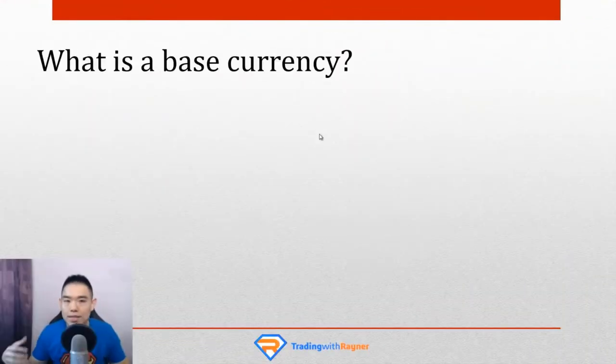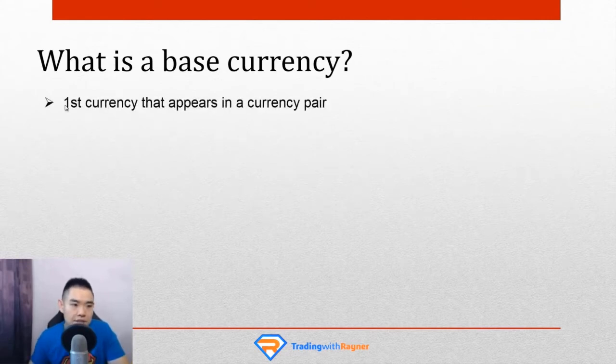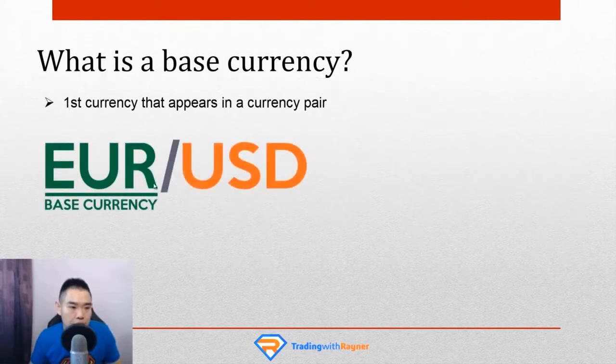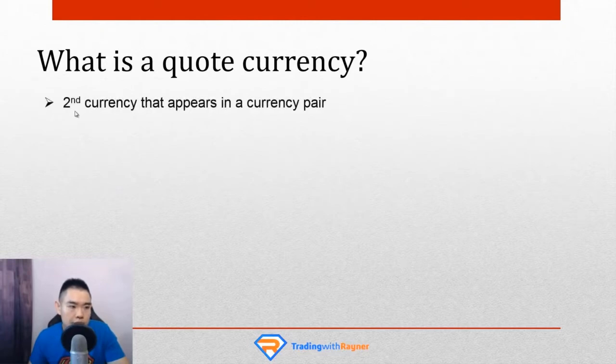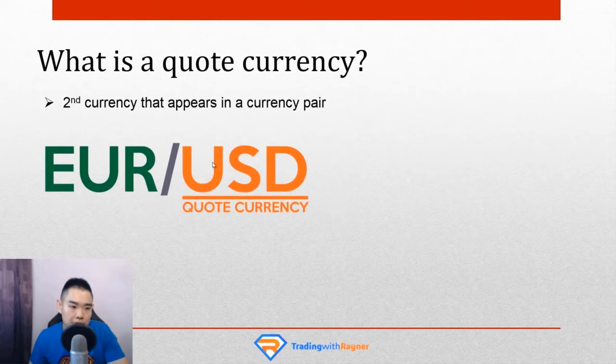Moving on. What is a base currency? A base currency is, in essence, the first currency that appears in a currency pair. So for example, euro against the dollar, the first currency of the pair is called a base currency. And I'll explain why shortly. So what is a quote currency? The quote currency is the second currency that appears in a currency pair. And for the euro dollar example, the US dollar is the quote currency.